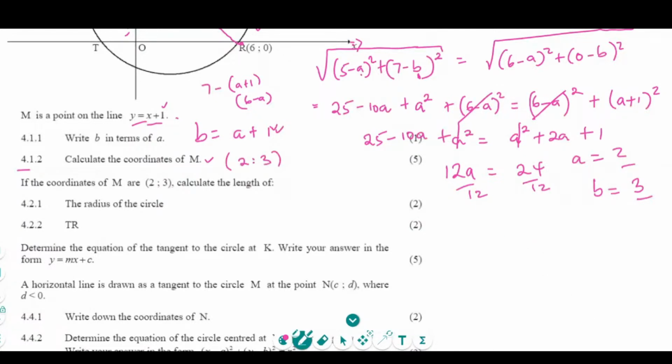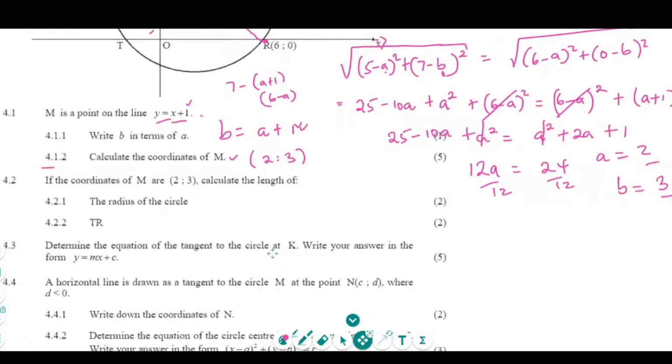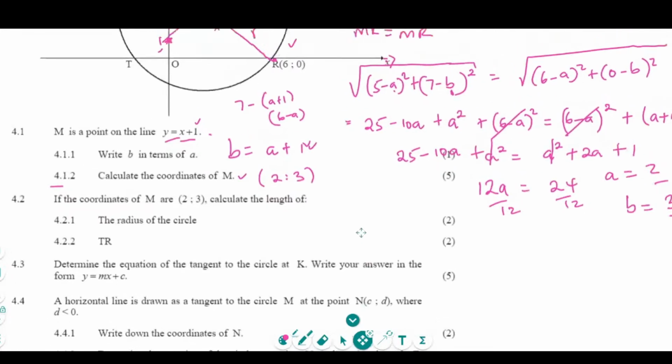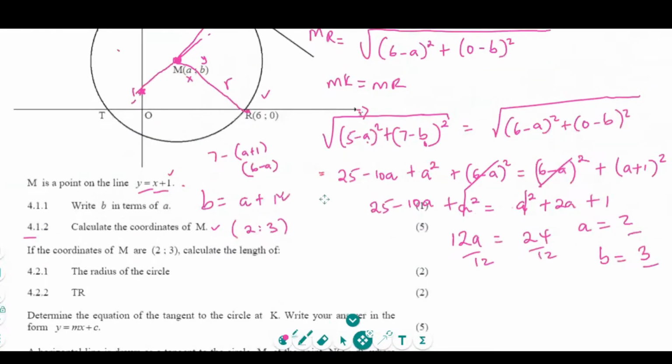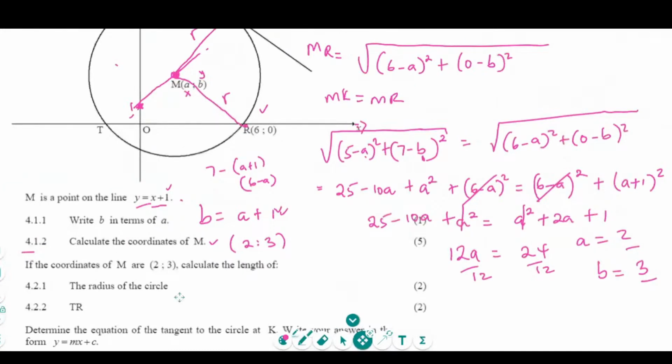Then the next question is telling us that if the coordinates of M are 2 and 3, calculate the length of the radius of the circle. Radius of the circle, we can just substitute into one of these formulas. We have our A, we have our B. So we shall say maybe MR is going to be the square root of 6 minus our A, which is 2. We'll square that, plus 0 minus 3, and then we square that.